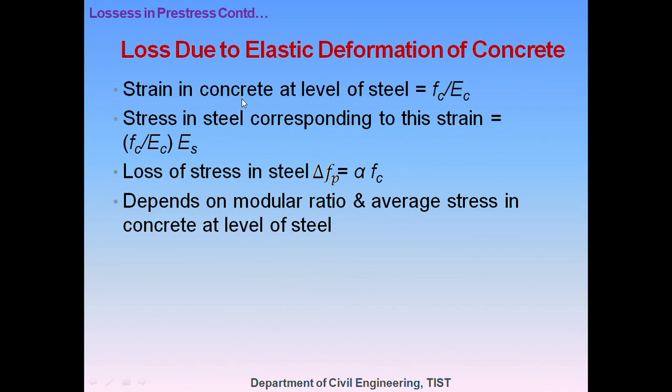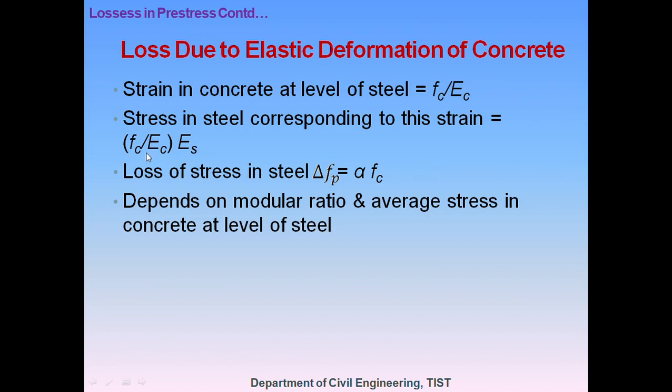The strain in concrete at the level of steel can be found out by using the equation: modulus of elasticity is equal to stress by strain. Therefore, strain can be calculated by stress by modulus of elasticity. Similarly here, strain in concrete at the level of steel can be found out by using fc by Ec. That means strain is equal to stress by modulus of elasticity. Similarly, stress in steel corresponding to the strain can be found out by using stress is equal to strain into modulus of elasticity, strain into Es.